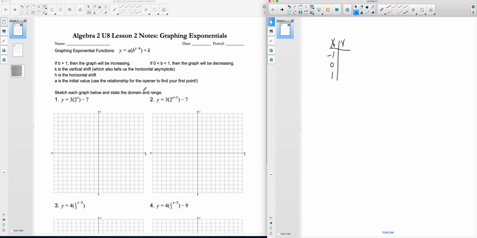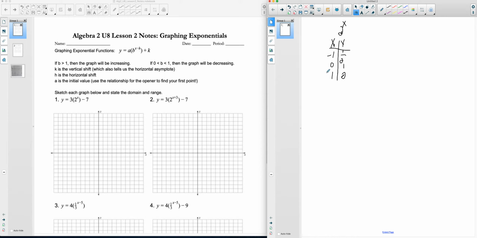And I'm going to think about my base. So I have 2. If I think about 2 to the x, and I'm not going to perform anything on this, I'm just going to think about the base as itself. So 2 to the -1 power is 1/2. 2 to the 0 power is 1. And 2 to the first power is 2. So these are the 3 key points that I'm going to graph every time I graph 2 to the x.